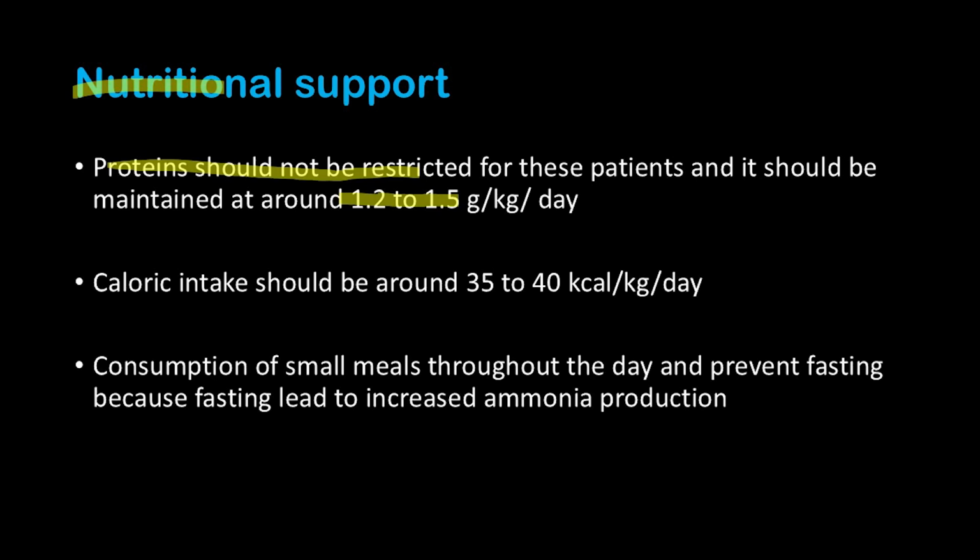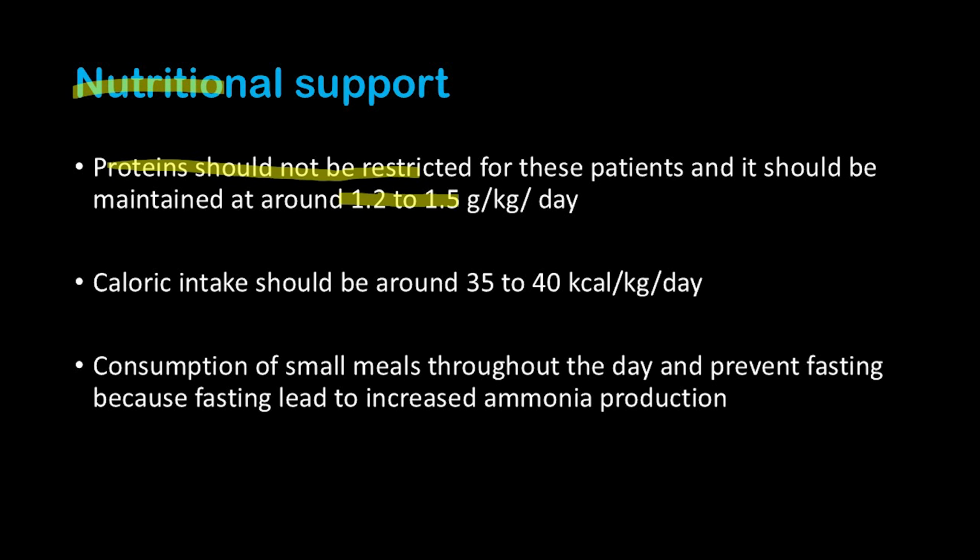Now, the logic for protein restriction that was done in the past is that the proteins will be converted to ammonia inside the gut and will be absorbed and will aggravate the hepatic encephalopathy. So restricting proteins will mean that there is less ammonia produced and less hepatic encephalopathy.